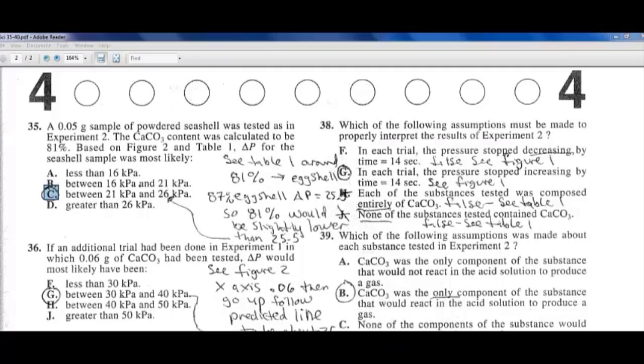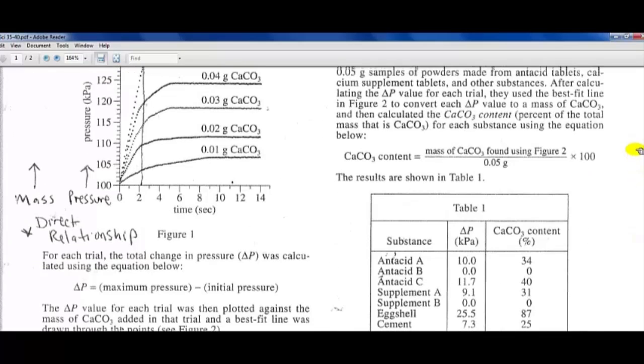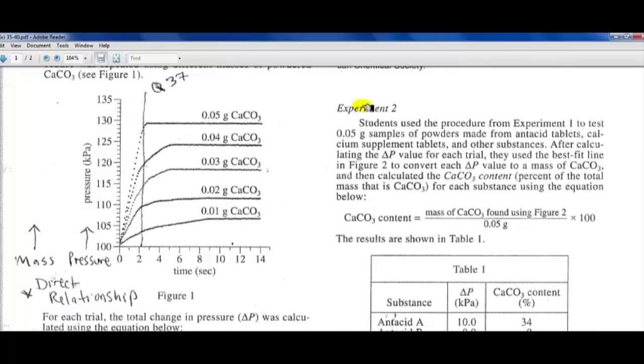Test 70A, Science Practice Problem number 38. Number 38 states, which of the following assumptions must be made to properly interpret the results of experiment 2? First thing you want to do is let's get our feet wet and go back up to scientist experiment number 2 and see what they're doing here. Here is scientist 2, experiment 2, and here's what they say. Students use the procedure from experiment 1.